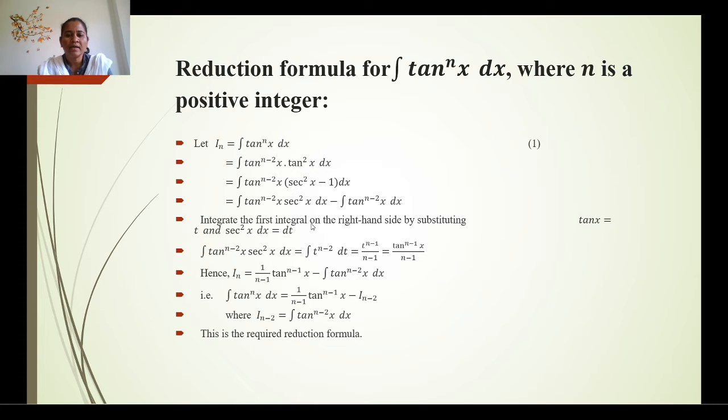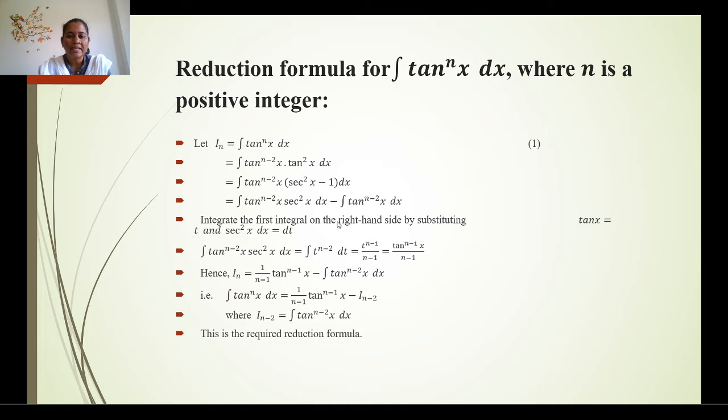Here we integrate by substituting tan x equal to t, and the derivative of tan x is secant square x, so secant square x dx is dt. Then on substituting, it is in the form of t to the power of n minus 2 into dt. This integral is a standard integral formula, integral of x to the power of n. Here n is replaced by n minus 2, giving t to the power of n minus 1 by n minus 1. What is t here? t is tan x, so it is tan to the power of n minus 1 x by n minus 1.